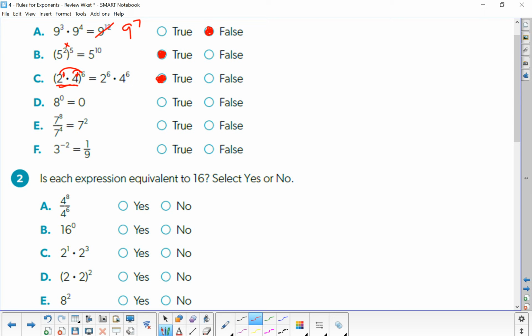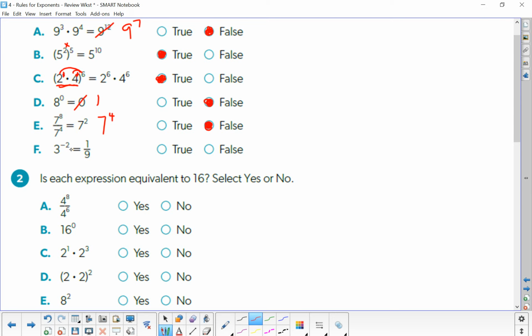Alright, anything raised to the 0 power means that we have an exact match in the numerator and an exact match in the denominator, so they cancel out to wholes. Not zeros, to wholes. So the answer to that was 1, so that's false. When you divide like bases, you subtract. You don't divide. You subtract. So that one was false.